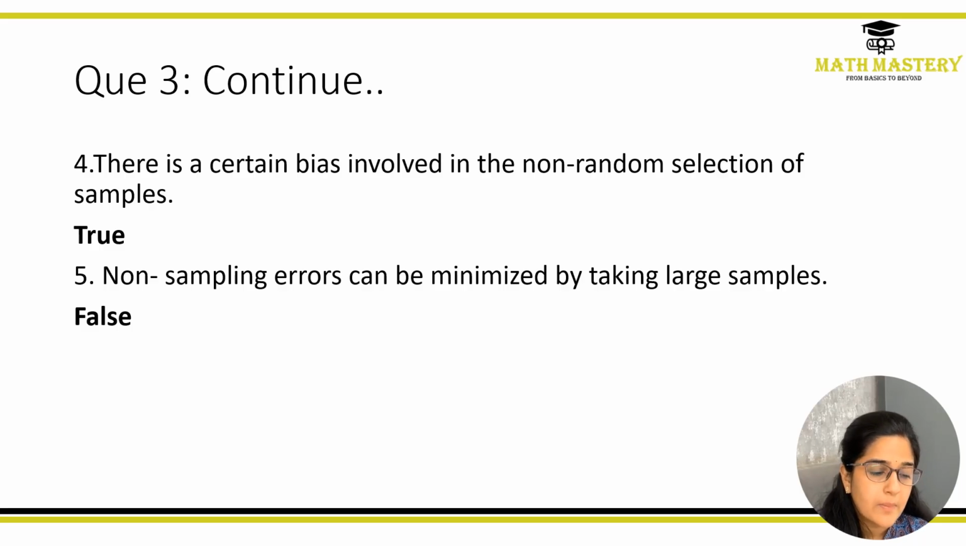Non-sampling errors can be minimized by taking large samples. This statement is false because non-sampling errors basically means errors such as non-response by the individuals, or error on the part of enumerator in collection of data. So these errors cannot be minimized by taking large samples. So this statement is false.